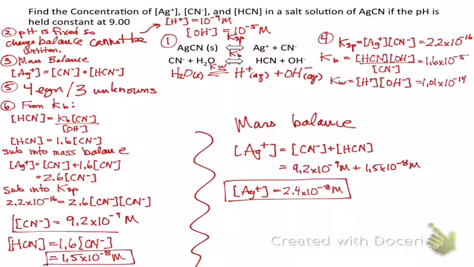In the end, we're able to solve for all of these values, the silver, the cyanide, and the hydrogen cyanide ion concentration. So take a look, make sure you understand the solution. If you have any questions, make sure you come in and ask me in my office.